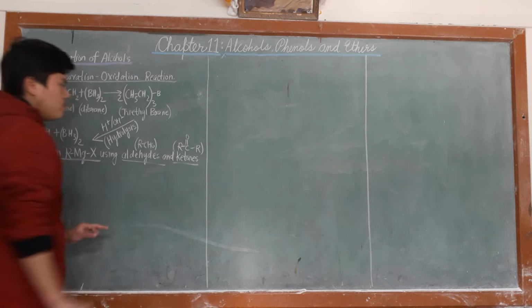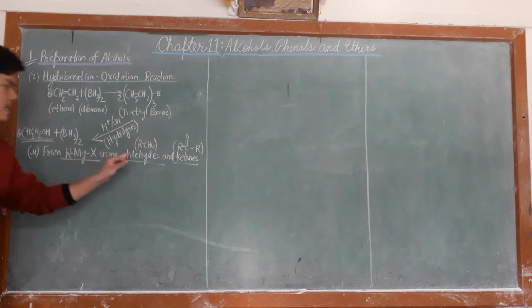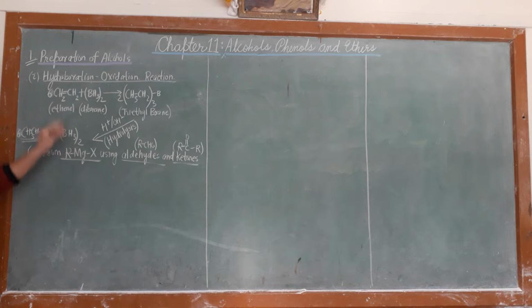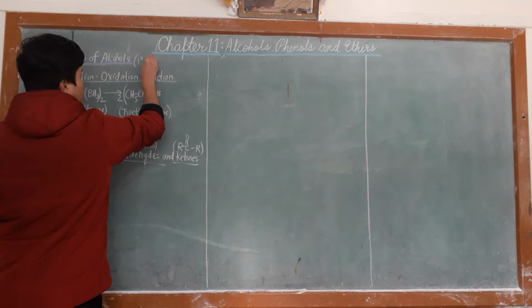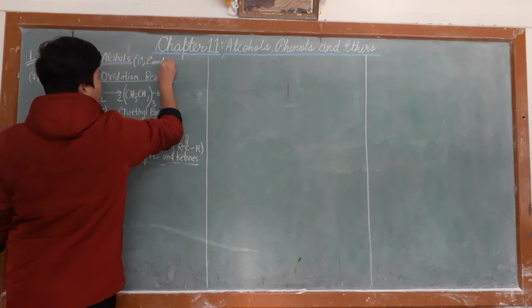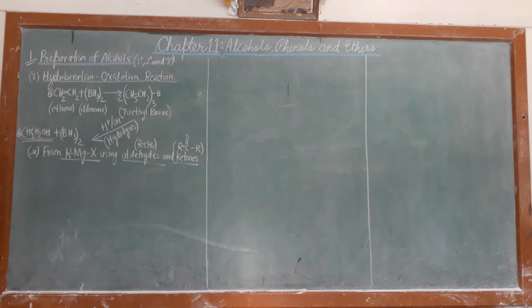So we have to react aldehydes and ketones with RMgX so that we can prepare alcohols. Alcohols can be primary, secondary and tertiary. In RMgX, R can be CH3 or CH3CH2, and X can be chlorine or bromine, but for simplicity we write RMgX.